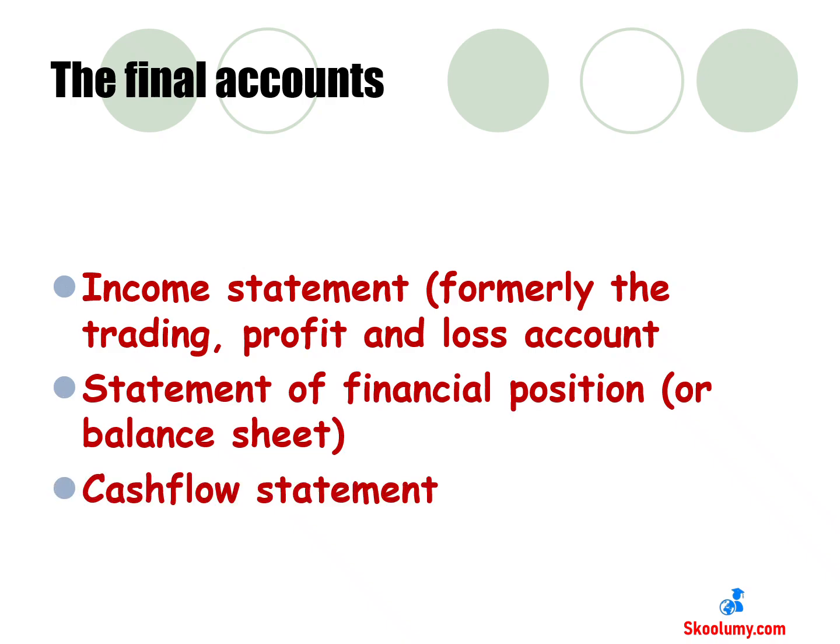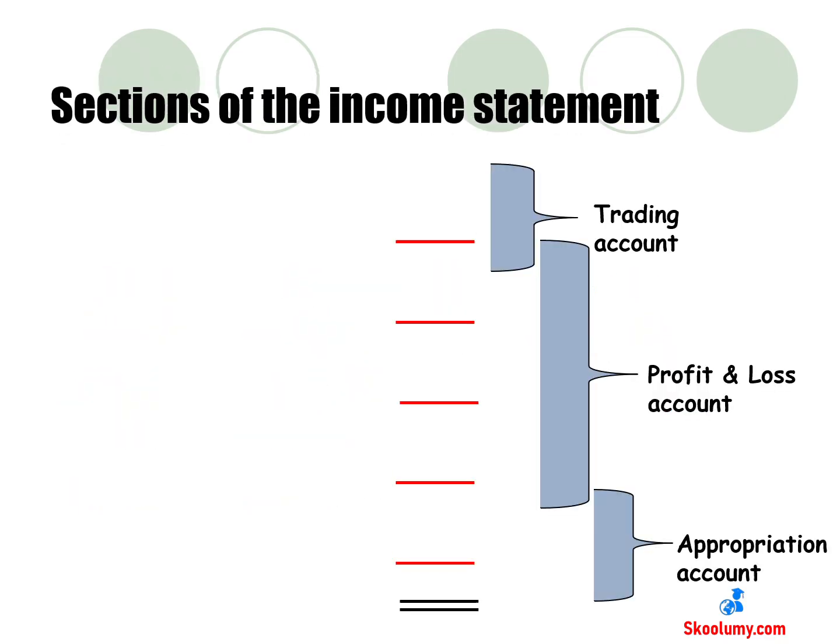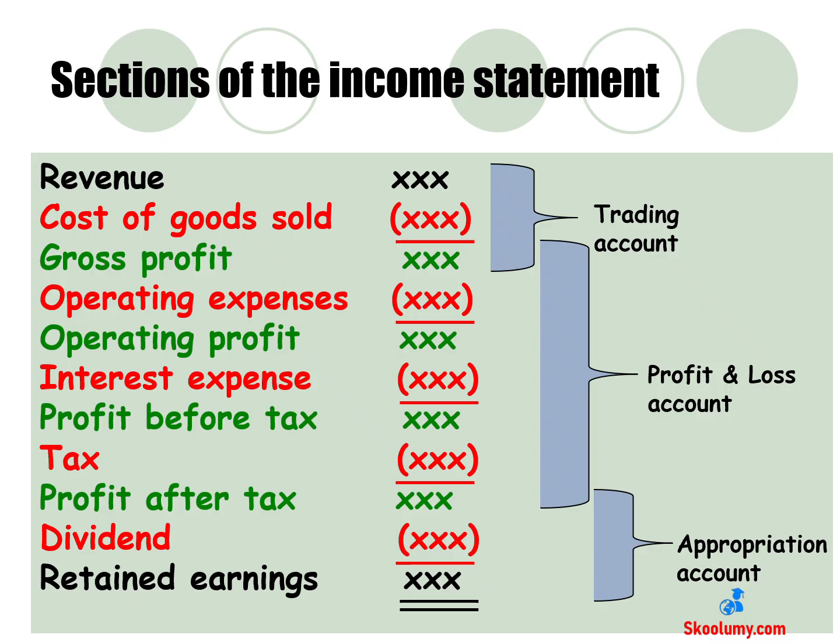Income statement is one of the final accounts prepared at the end of the year. The other ones are Statement of Financial Position, sometimes called the balance sheet, and the cash flow statement. The income statement is divided into three sections, namely, trading account, profit and loss account, and the appropriation account.